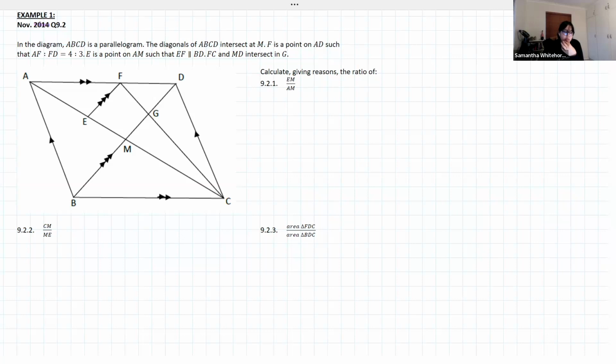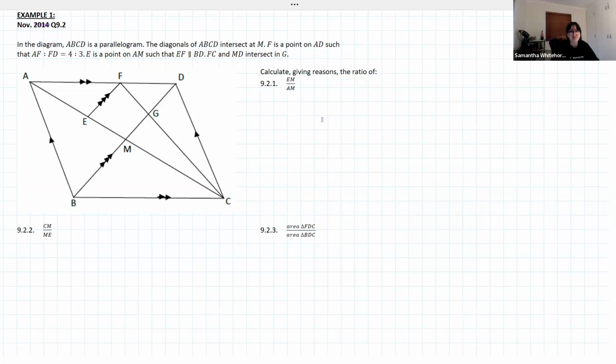So we need to know the properties of our quads, and this is why I've chosen this 2014 question, because it deals with a parallelogram, and we're going to use properties of a parallelogram to answer the questions that we have here. All right, so in the diagram, ABCD is a parallelogram. The diagonals of ABCD intersect at M. F is a point on AD such that AF to AD is equal to 4:3. E is a point on AM such that EF is parallel to BD. FC and MD intersect at G.